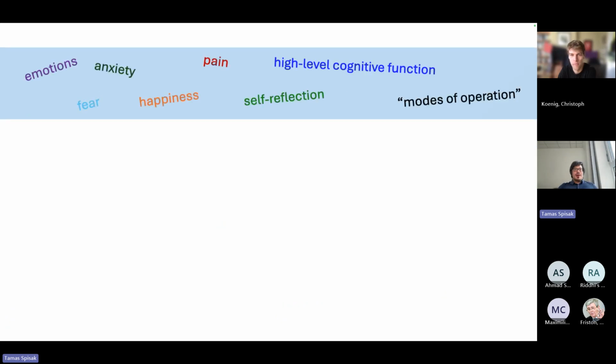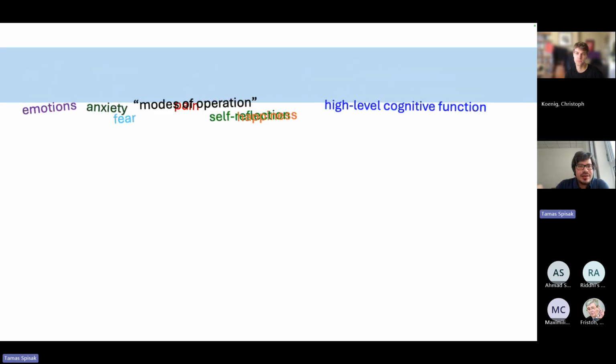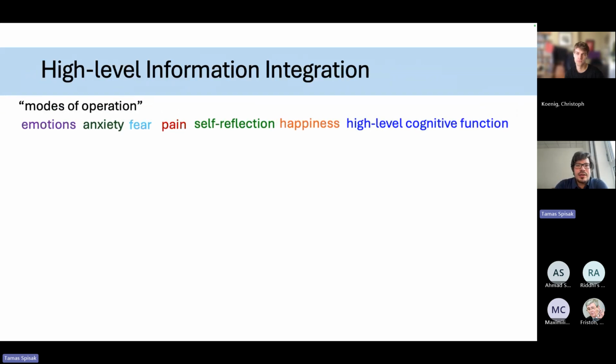So if you think about emotions like happiness, fear, anxiety, or about pain, self-reflection, high-level cognitive functions, or, going a little bit more abstract, different modes of operation in the brain, then these have at least one thing in common. They all require and rely on integration of information from many different sources in the brain.